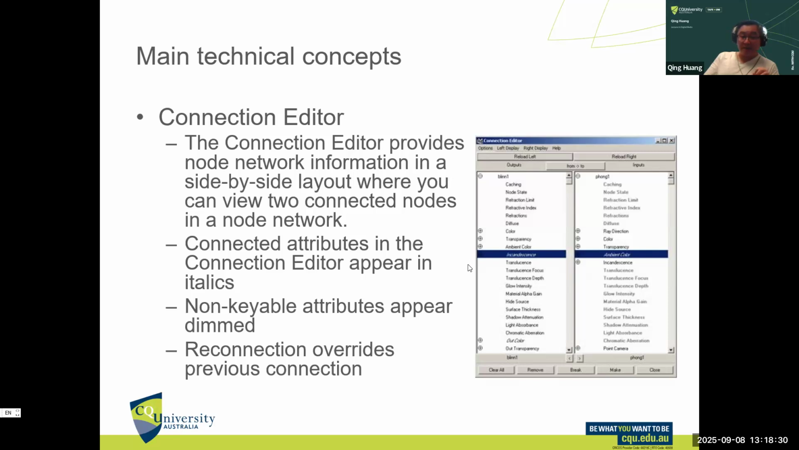The Connection Editor provides a node's network information in a side-by-side layout where you can view the two connected nodes in a node network. The connected attributes in the Connection Editor appear italic, but non-keyable attributes appear dimmed, and the reconnection overrides the previous connection. That's when you want to become a rigger, you have to deal with that. But fortunately for you, in this course, we are not getting that deep, but you have to know that. All right, you have to.